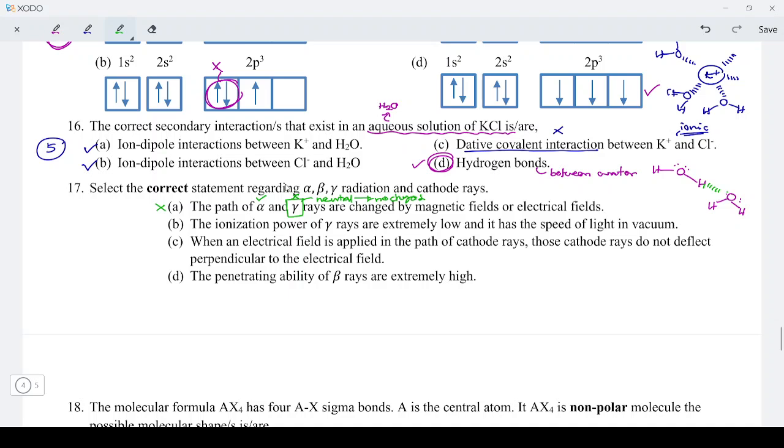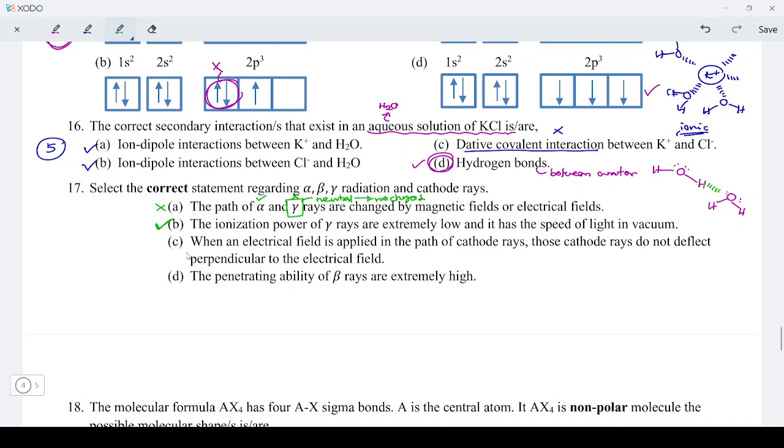Right. Second statement, the ionization power of gamma rays is extremely low. That's true, because gamma is very small and it has the speed of light in a vacuum. Gamma rays are electromagnetic radiations. Their ionizing powers are very low when compared to alpha and beta. Alpha has the highest ionizing power because it's very big, no? Alpha particle, when it moves through, let's say, a gas, it can knock out electrons very easily, because of the large size of the alpha particle. Then you go to C.